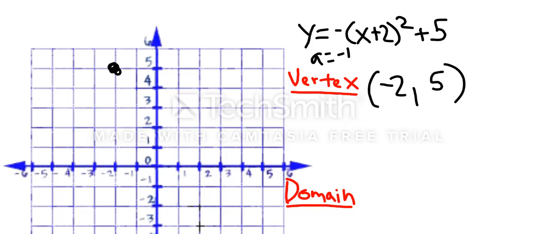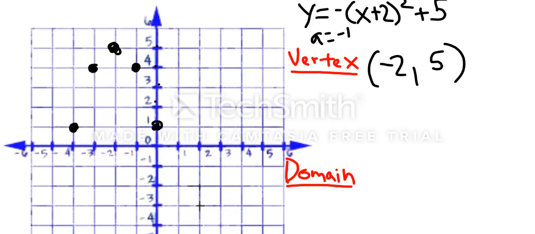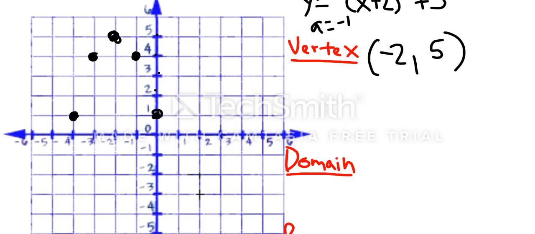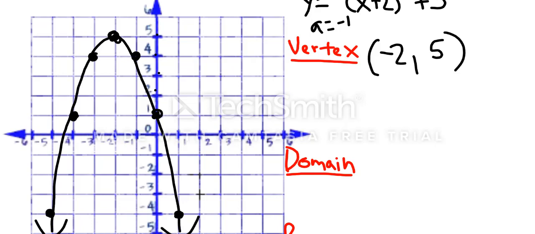And now since we got a -1, we can go over 1, down 1. Remember, it opens down. Over 2, down 4, 1, 2, 3, 4, right? 2 squared. Then we go over 3, down 9. Should be right here. Flip that one over right there, right? Try to connect the dots the best I can. All right, not too bad.